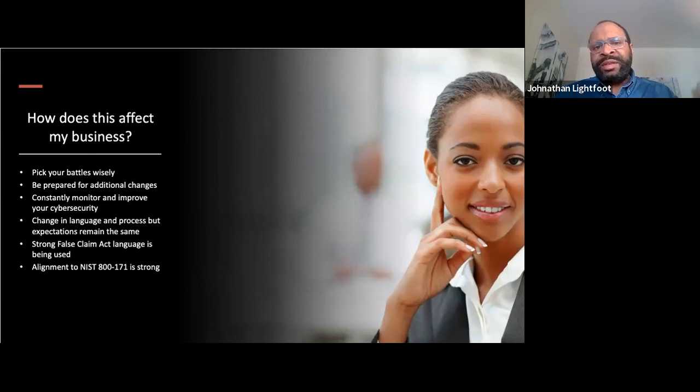But one of the things that they are tasked with is pursuing false claims under the False Claims Act. If you're not familiar with the False Claims Act, it's not new. It's been around since the Civil War, 1865. And it got its origin after the Civil War.